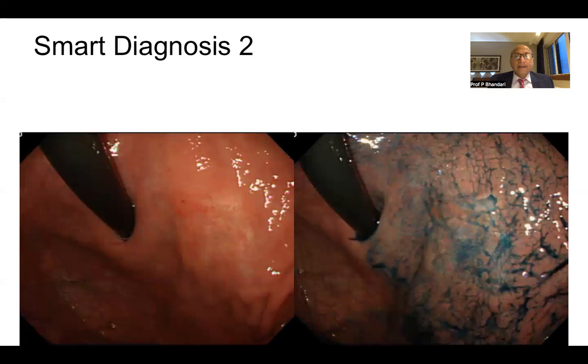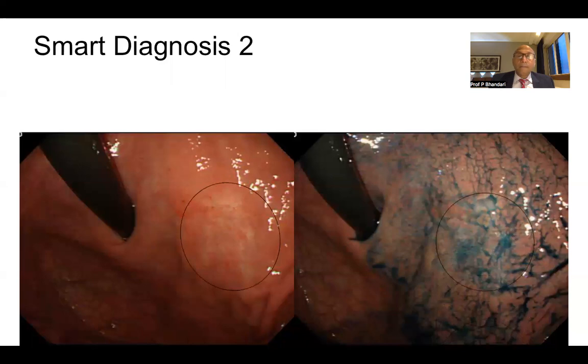On the other hand, look at this. This cancer can be very easily missed. See here the pale patch? And when you put indigo carmine, it shows that it is depressed because indigo carmine is pooling in there. Looking at this, we can say this is a signet ring type of gastric cancer.